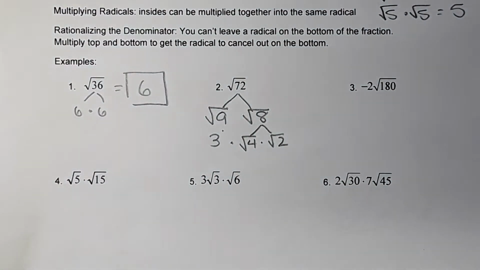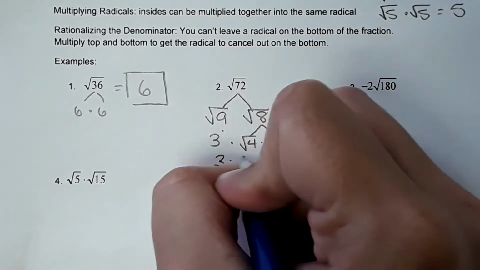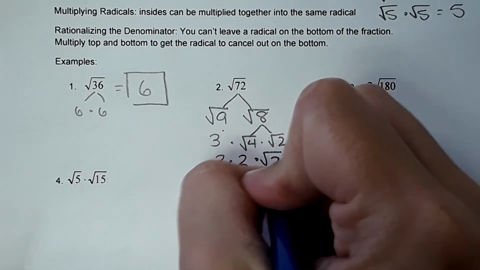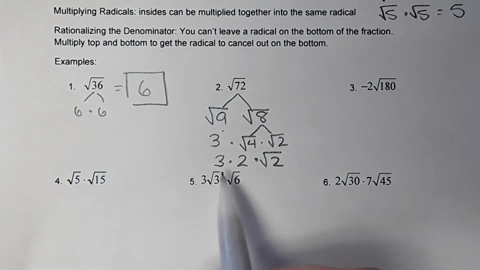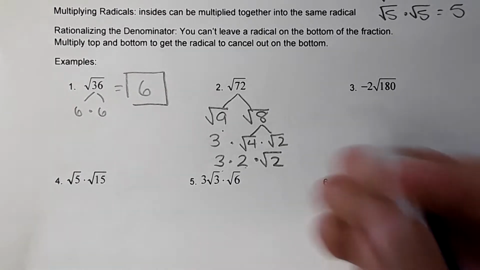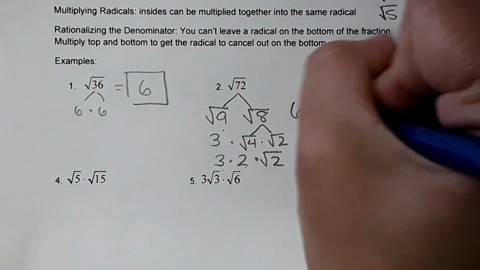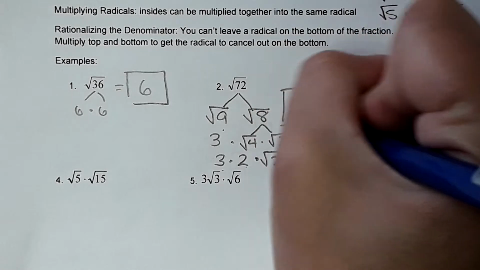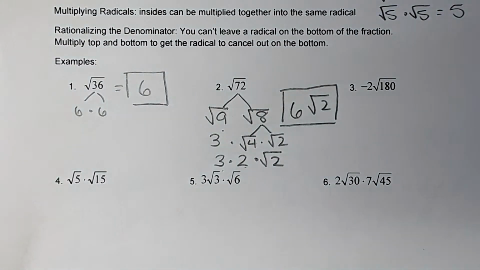So then square root of 4 is just 2. 3 times 2 times square root of 2. So at this point, 3 times 2 is 6. So I just get 6 square root of 2. And I'm just simplifying it as far as I can. Once I get square root of 2, there's nothing more I can do with that. Good so far?